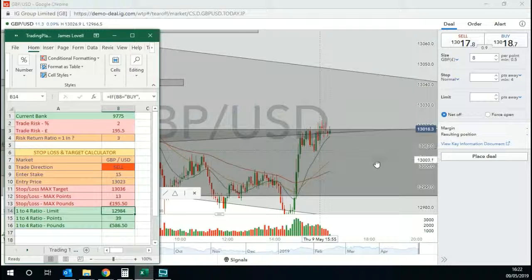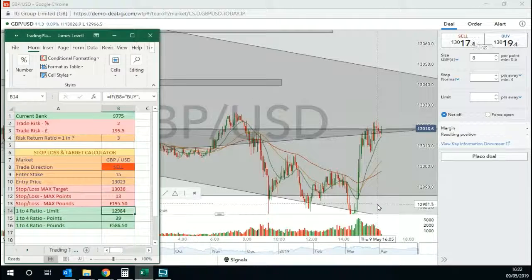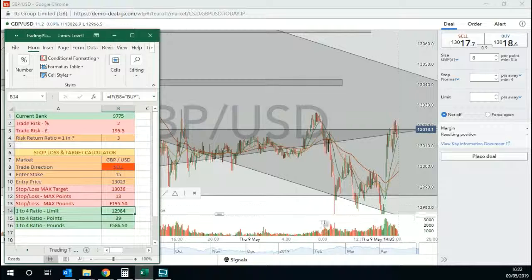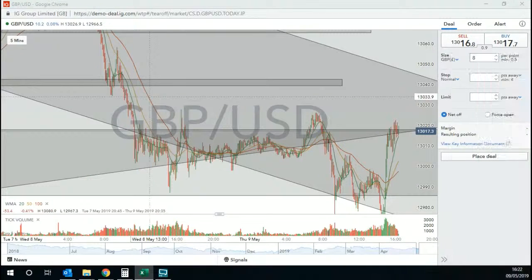Makes it 12.984, which sits almost perfectly, as it happens, at the bottom of the previous, or the bottom of this resistance area. So I think I'm going to go ahead and place that order, and we'll see what happens.